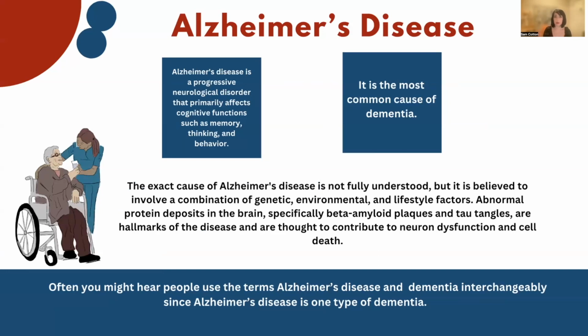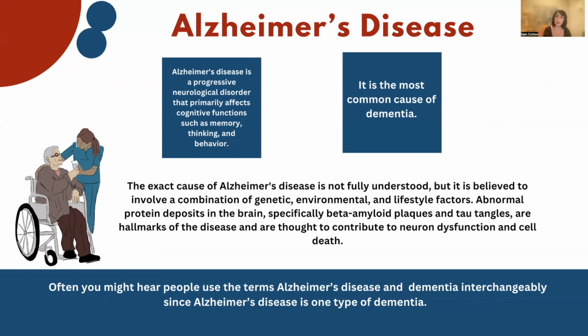Alzheimer's disease is a progressive neurological disorder. It primarily does affect cognitive functioning, so things like memory, thinking, behavior. And at this juncture, we really don't know the exact cause of Alzheimer's disease, why some people develop it and other people don't. But it is believed to be a combination of a number of different things, including genetic, environmental, and lifestyle factors.